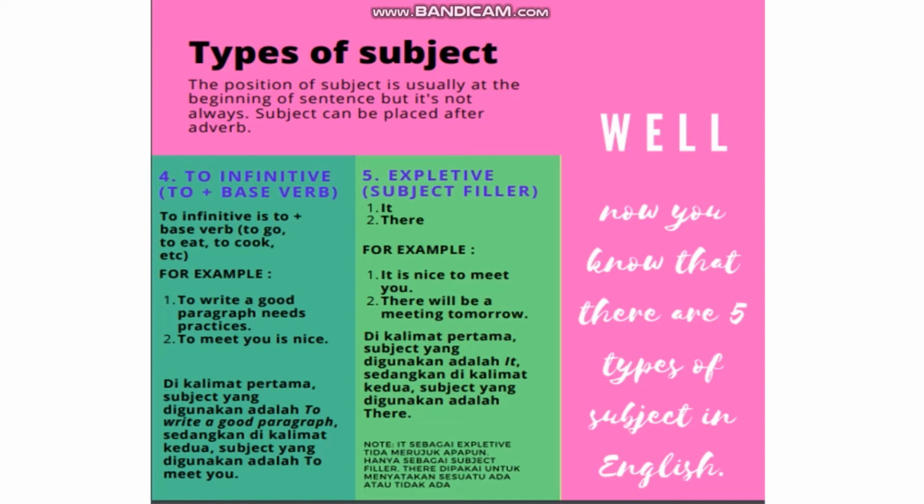The word it can also be used as a pronoun, right? So what is the difference between it as a pronoun and it as an expletive? Well, if you use it as a pronoun, it refers to something that is singular. For example, it has beautiful colors. It must refer to something singular that has beautiful colors, like maybe butterfly or flower.